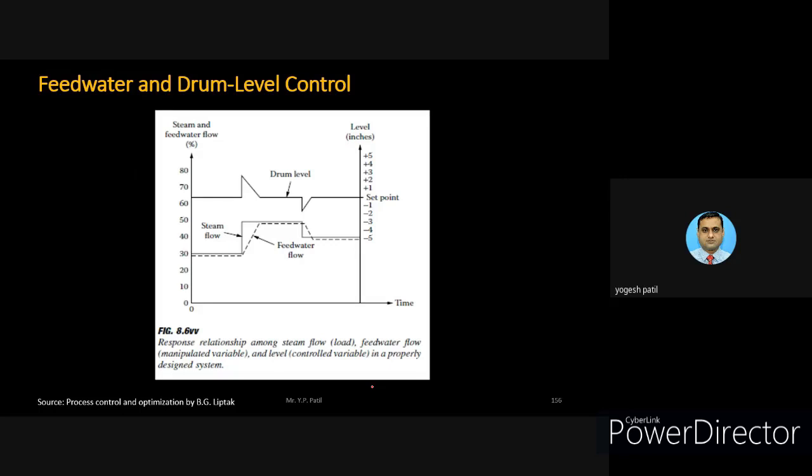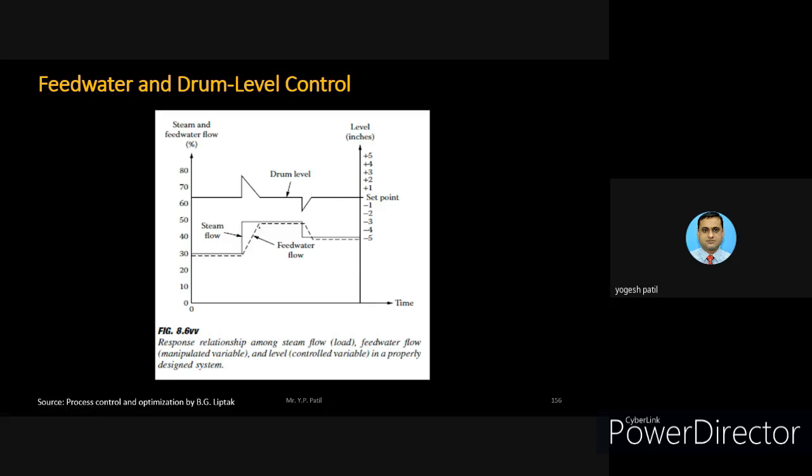As we discussed in the boiler, the drum level is a very important part, and based on this drum level there are different types of controls available in the industry: maybe single loop, dual loop, maybe single element, three element, maybe 5 element, and 7 element drum level controls. So all these controls are related with this drum and surrounding parts.